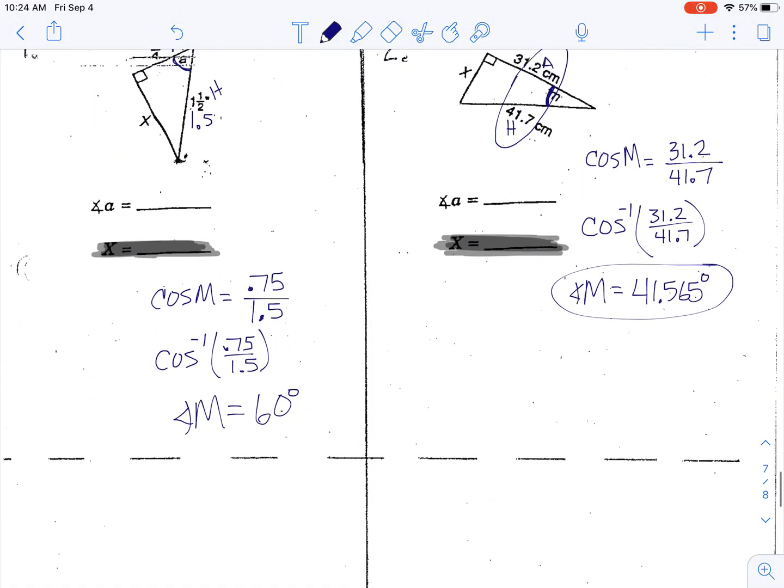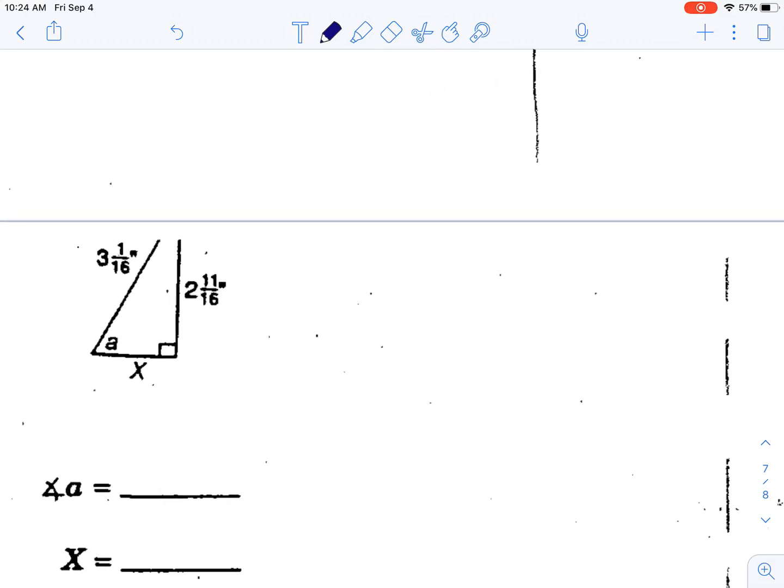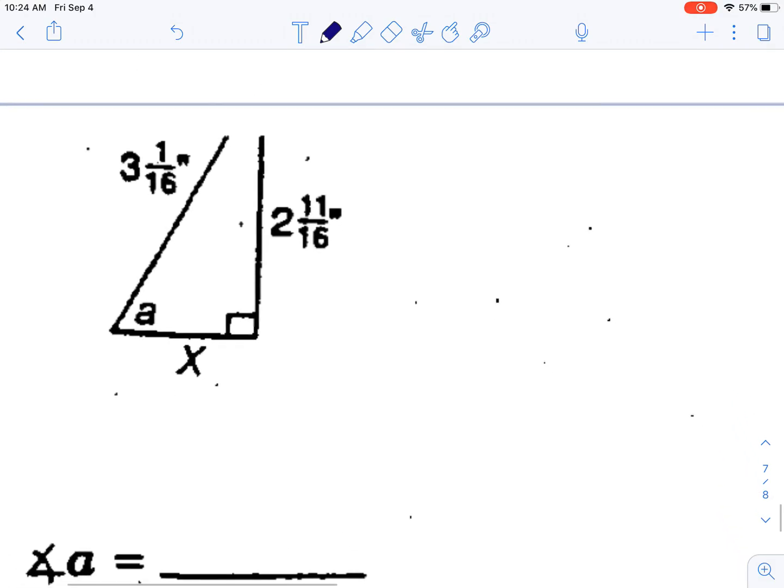Let's do one more example, because these both were cosine, and I don't want you to get the idea that everything's cosine. This problem, and I apologize that the top of the triangle cut off, all right? But if this is our reference angle, then the 2 11/16 would be the opposite, and the 3 1/16 would be the hypotenuse.